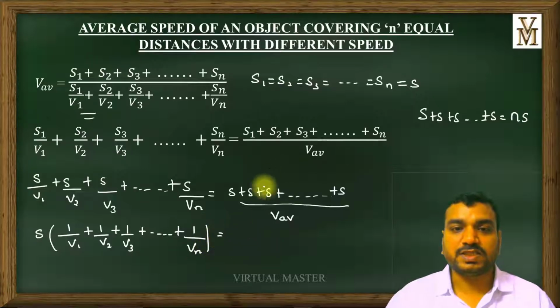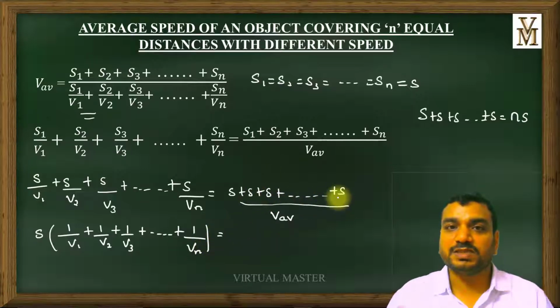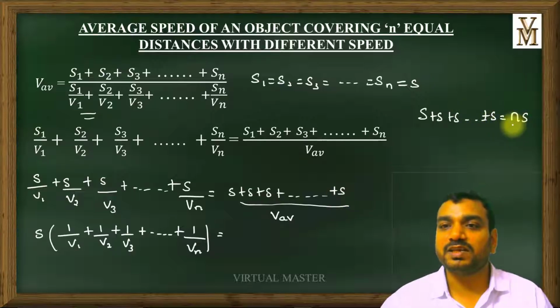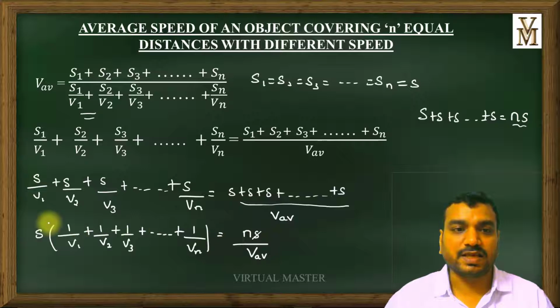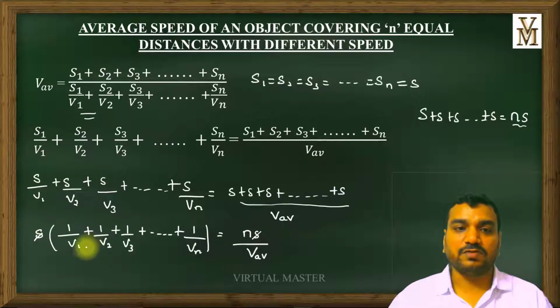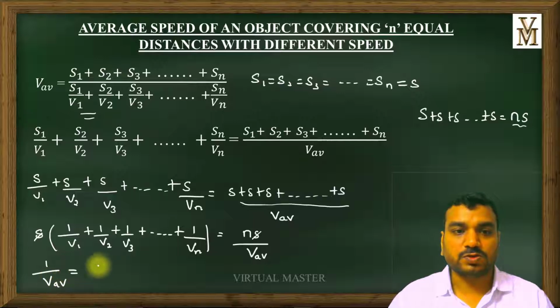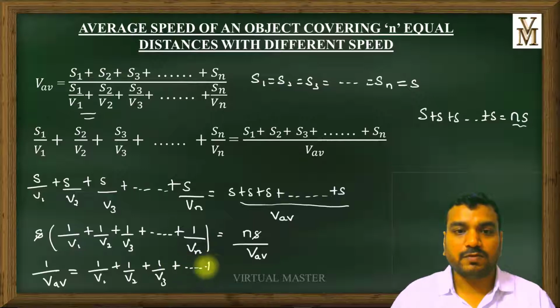and S up to n times, that is we are adding the same term n times, then we are going to get n into S. So I can write n into S divided by VAV. S gets cancelled. What is left? Only 1 by VAV equals 1 by V1 plus 1 by V2 plus 1 by V3 up to 1 by Vn.